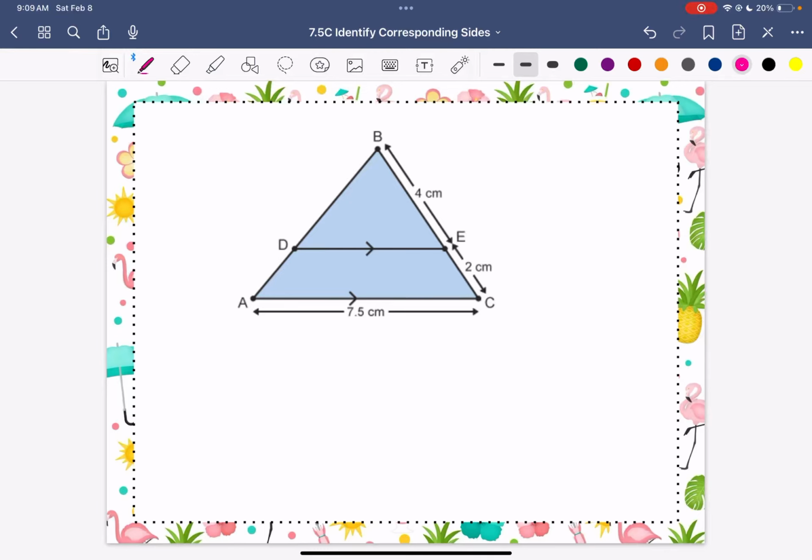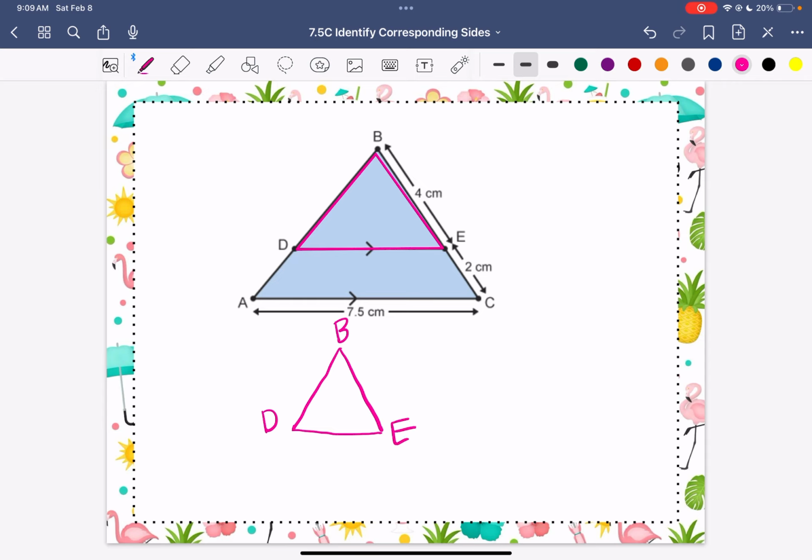All right, guys, we're going to identify corresponding sides when you have a triangle inside a larger triangle. So what I'm going to do is shade in the small triangle, and then I'm going to take it out so you can see it. So for the small triangle, it will be D, B, and E.